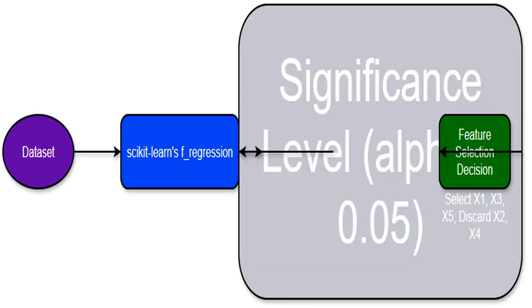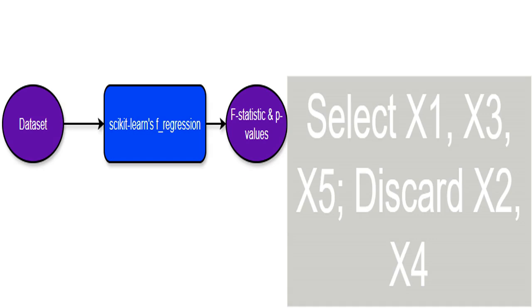I've set my significance level to 0.05. This means I'll only consider a feature important if its p-value is less than 0.05, indicating less than a 5% chance of observing the relationship by random chance. Based on my analysis of the p-values, I've decided to include x1, x3, and x5 in my model and exclude x2 and x4, because they don't show a statistically significant relationship with the target variable at my chosen alpha level.